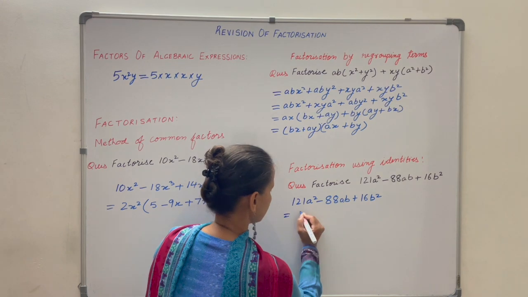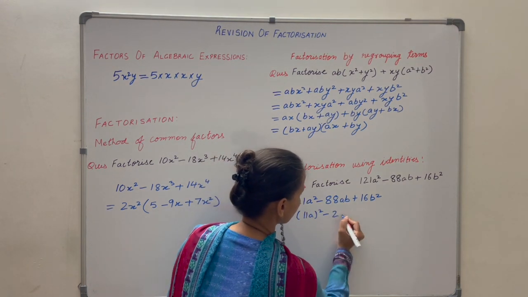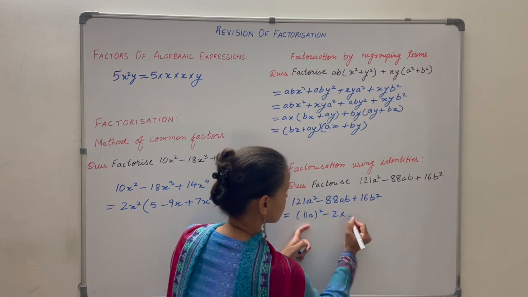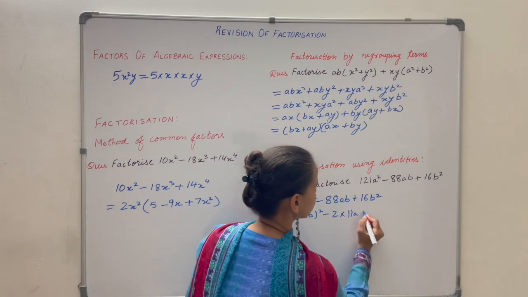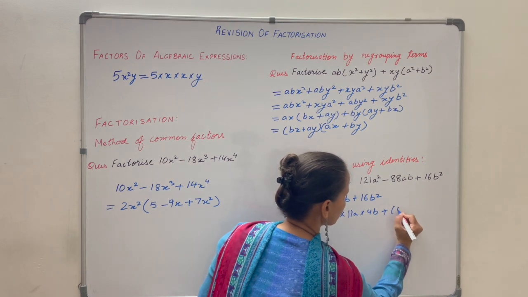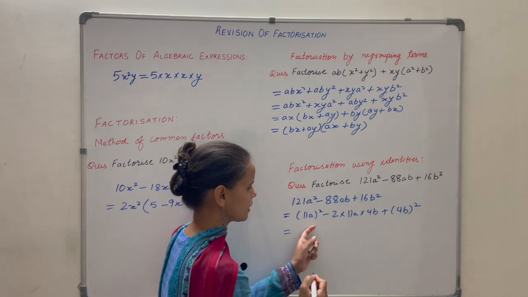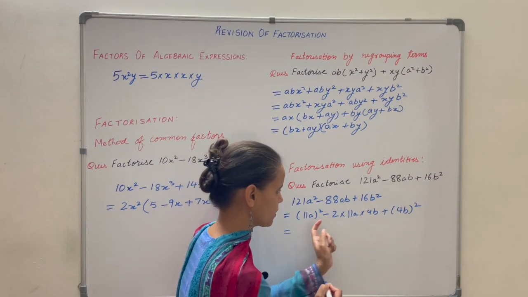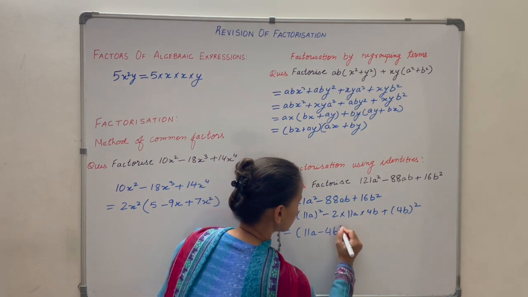So this is 11a whole square. This is minus twice of a, here it is 11a, and b here it is 4b, plus b square, here b is 4b whole square. So now this is 11a minus 4b whole square.